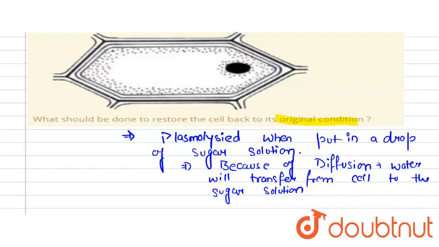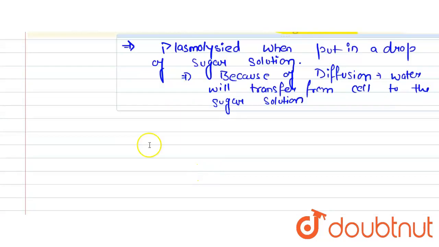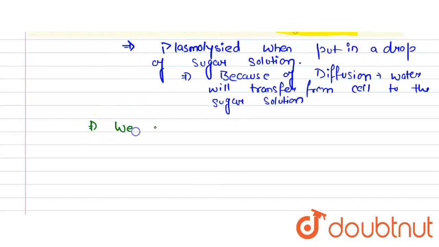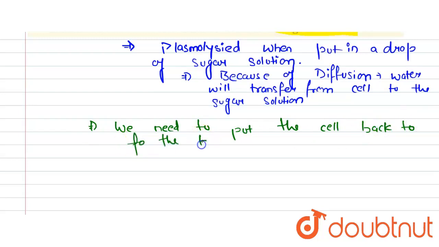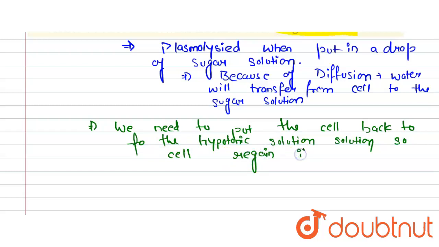Now to regain this situation back, we need to put the cell back to the hypotonic solution immediately, so that the cell regains its water and its shape also.